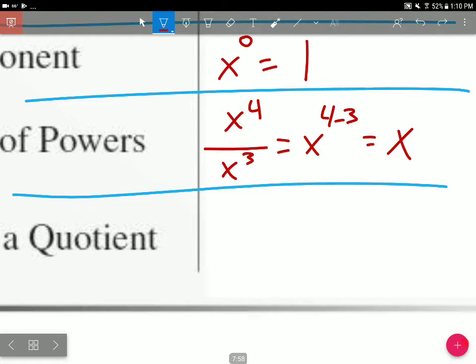Last but not least, power of a quotient. Why do we have 2 rules for this? Honestly, I don't think we have this many rules. I just think the book says, hey, we've gotta call it something so we don't confuse the kids. That's probably what's going on.